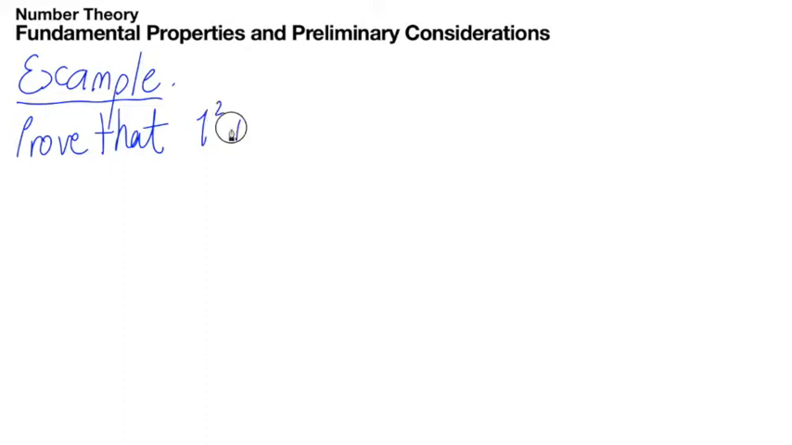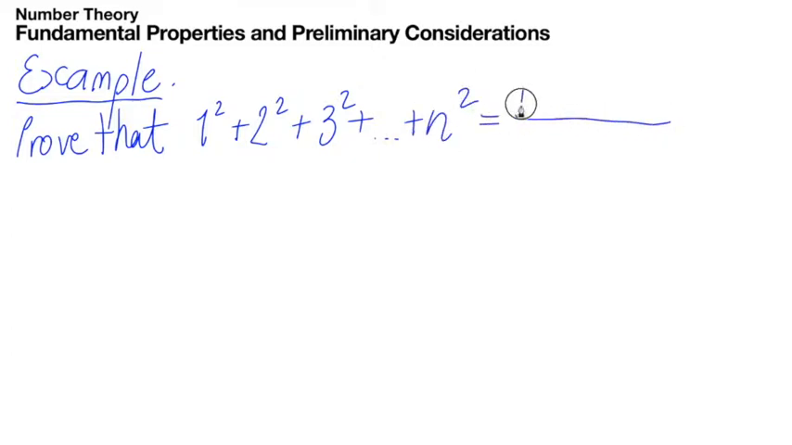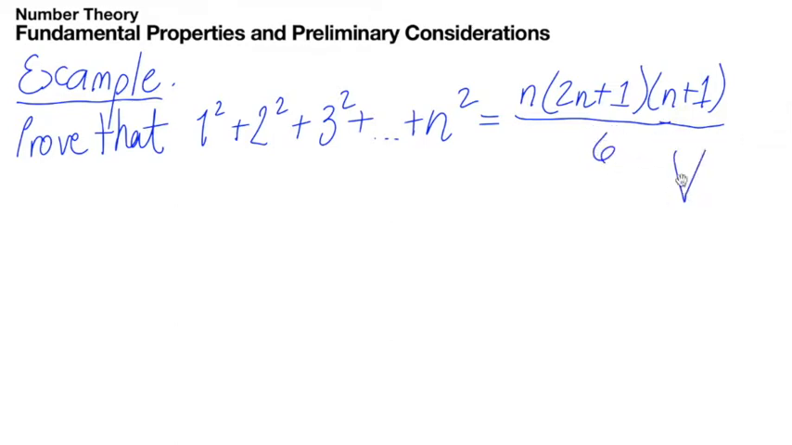one squared plus two squared plus three squared. So basically these are all the squares, these are all squares of numbers until n squared. It is said to be equal to n times 2n plus 1. Sorry, times n plus 1, all over 6. Okay, for all n in N.